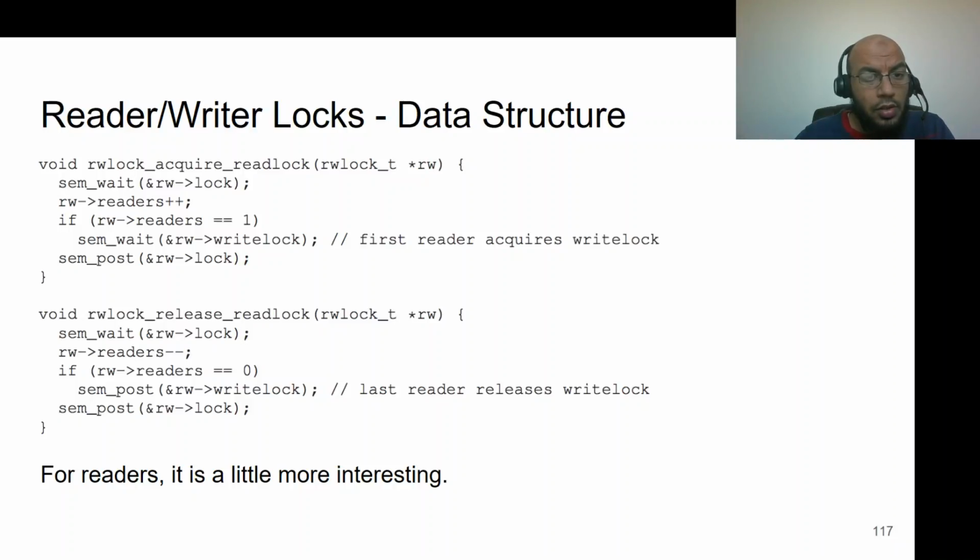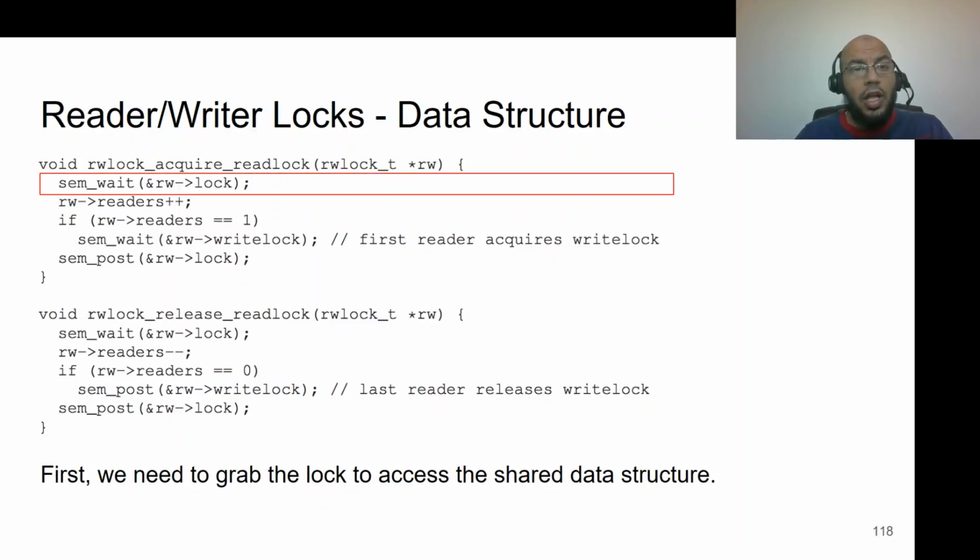Sorry, if there is only one reader, not if there is at least one reader, if there is only one reader, if you are the first reader, you go in and try to acquire the write lock. Basically, when you acquire the write lock, you're going to stop any writers from writing to the data element that you're going to change, to the file that you're going to change. So you try to acquire the write lock.